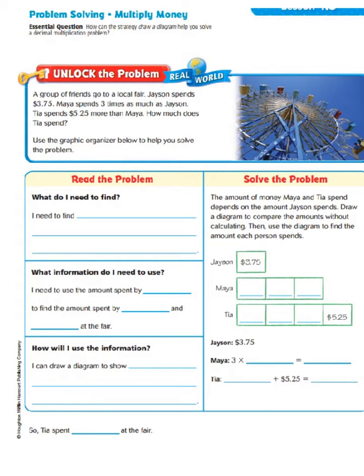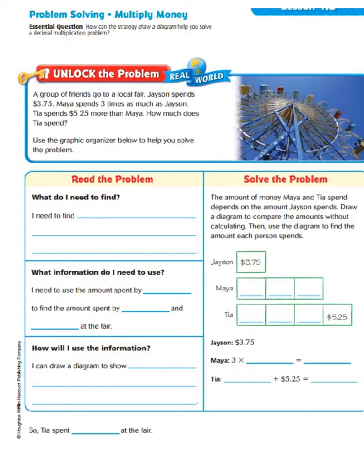Today we are going to be doing lesson 4.5 in your big math book. We are going to look at problem solving multiplying money. Our essential question is, how can the strategy draw a diagram help you solve a decimal multiplication problem?